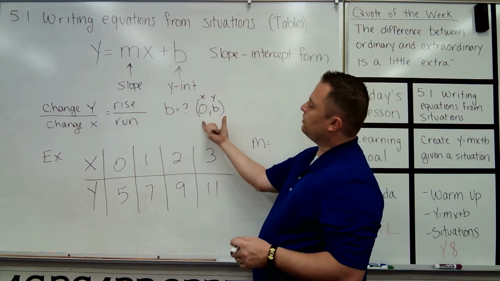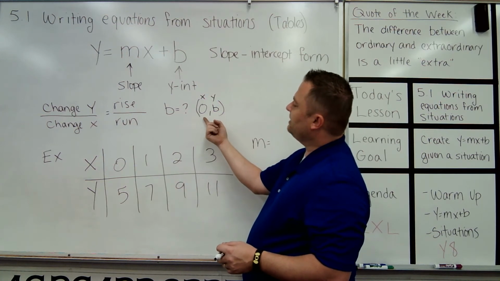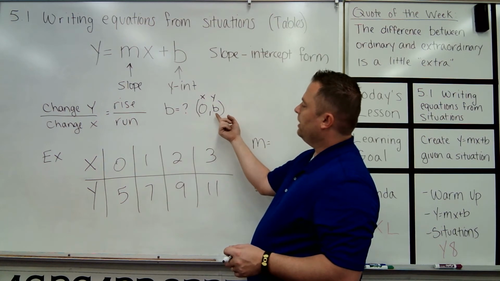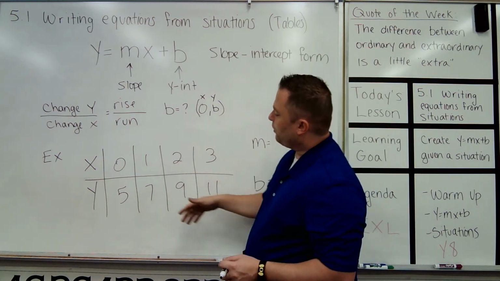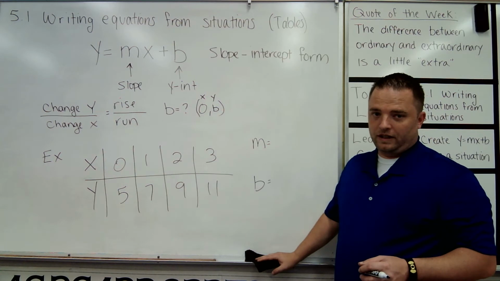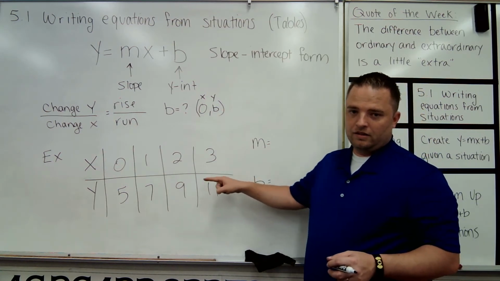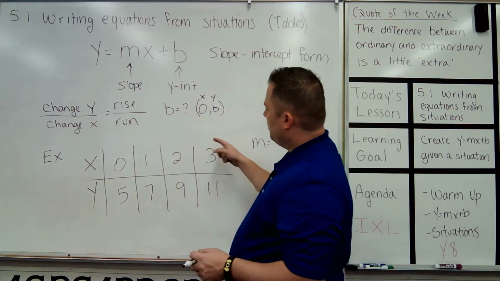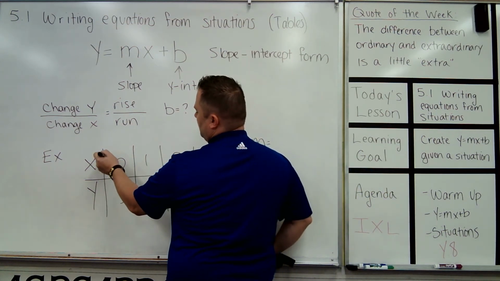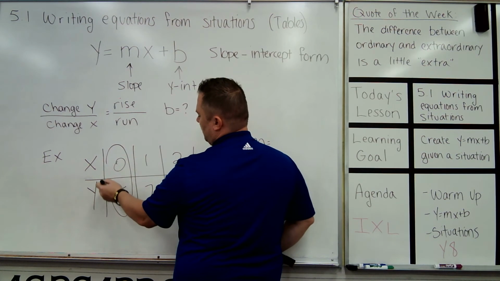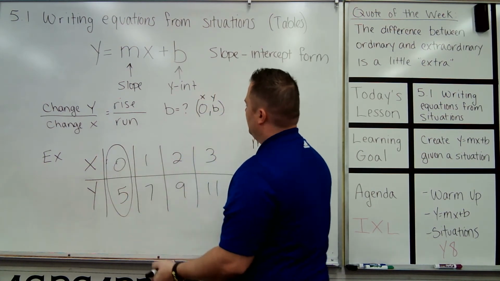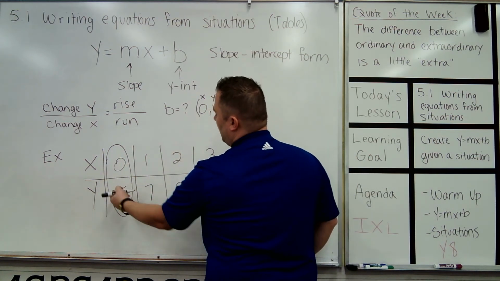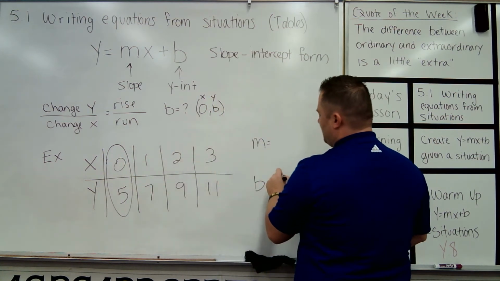We know that b's look like some sort of coordinate where x is 0 and whatever's in the y location when x is equal to 0 is going to be my b. So I'm looking at my table for when x is 0. Can you find it? Well, when x is 0, I'm looking at this location right here. When x is 0, y is 5. So what that means is this location right here, 0, 5, I know that my b has to be 5.